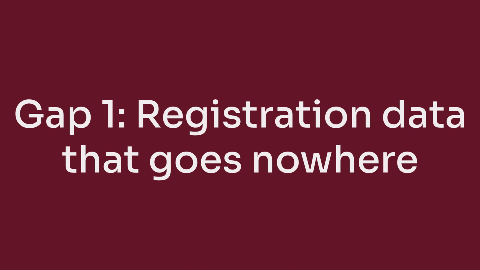So gap 1 is registration data that goes nowhere. Your form collects the information: name, dietary restrictions, session preferences, maybe even travel details. But once that information is submitted, where does it actually go? If it stays within your form's platform and someone has to manually take that information and put it somewhere else, that is a gap. And what it's costing you is accuracy. Every time information has to be moved manually from one place to another, you run the risk of misinformation, information being typed in incorrectly, or somebody forgetting to do it altogether.